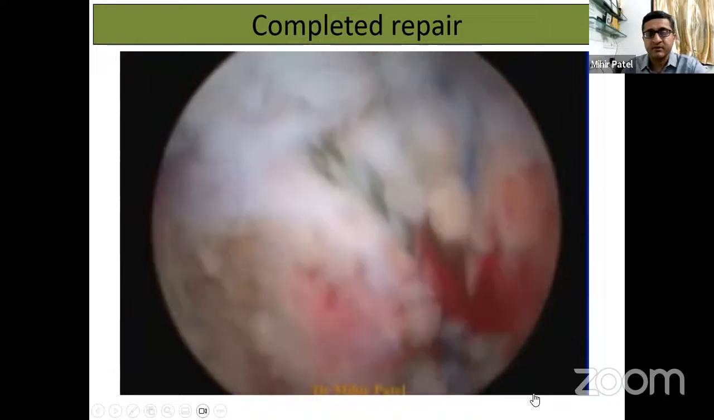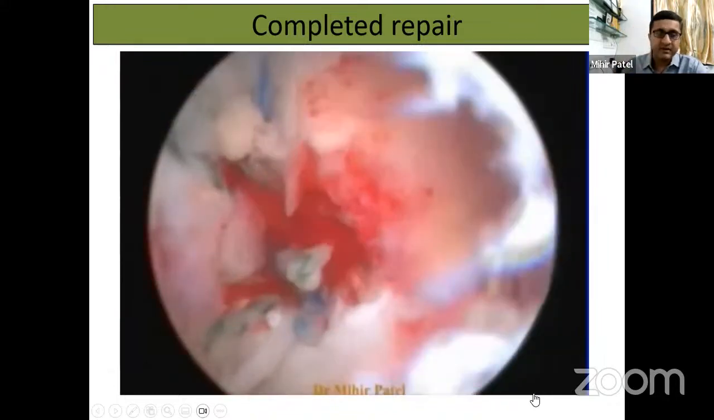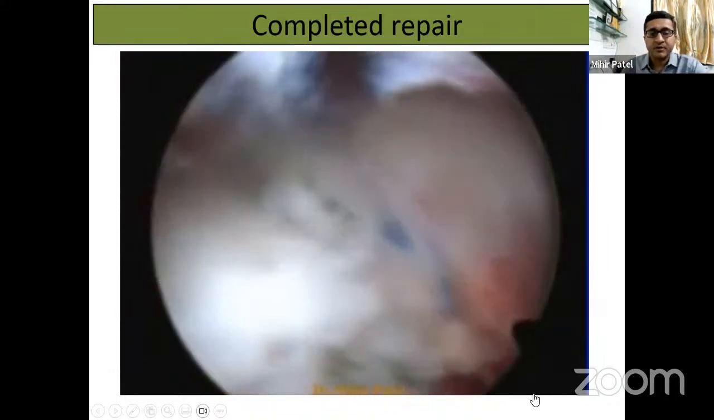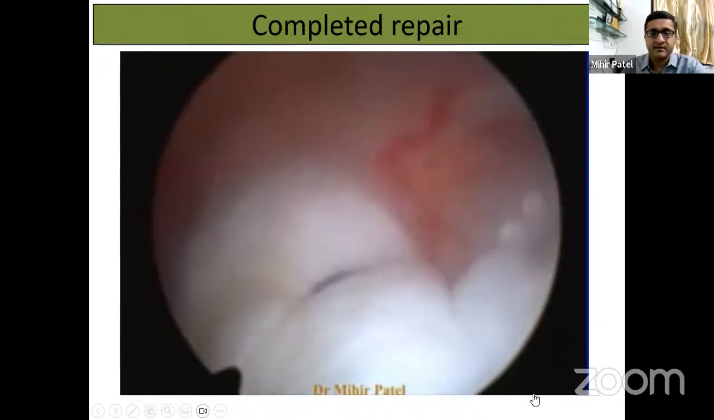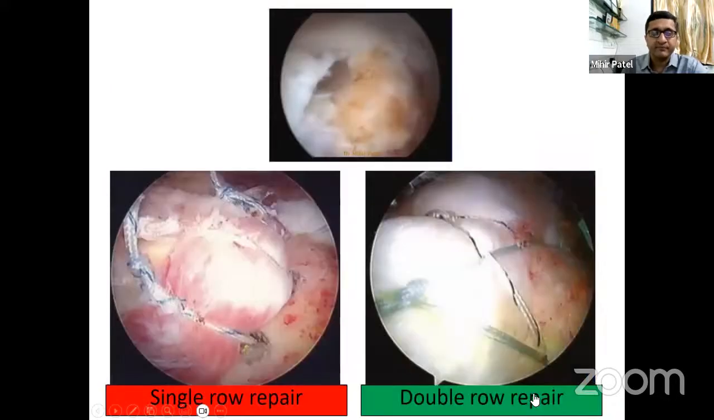You can see a suture bridge kind of configuration, compressing the cuff against the prepared greater tuberosity. You can already see the bleeding points coming in, and that's a very good sign because you know the vascularity is going to help healing of the rotator cuff. So basically, this is the kind of cuff tear we started with.